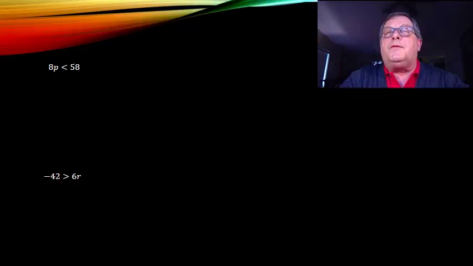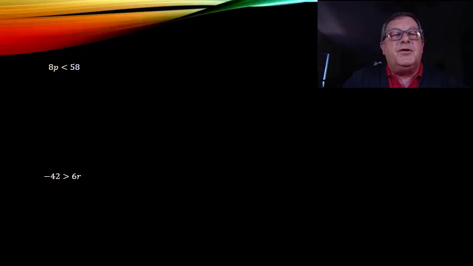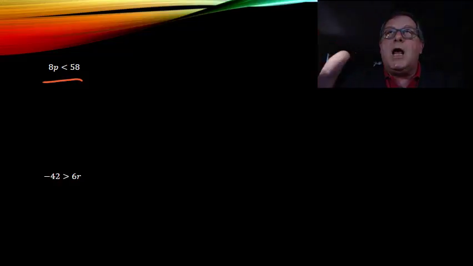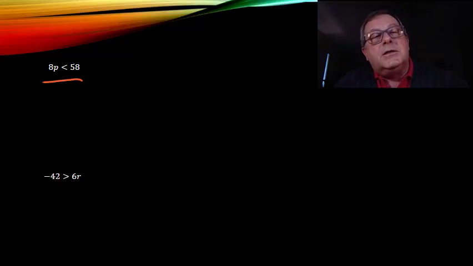All right, let's solve a couple of inequalities by using division. So let's look at this first one right here. I've got 8p is less than 58. So I've got 8 times p. And in order to isolate the p, I'm going to do the inverse of that multiplication. I'm going to divide. The inverse of multiplication is division. So let's start right up here.